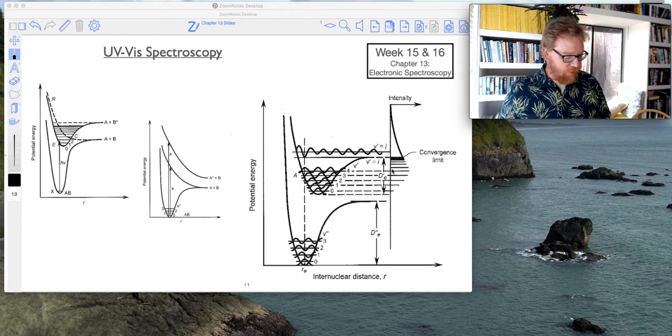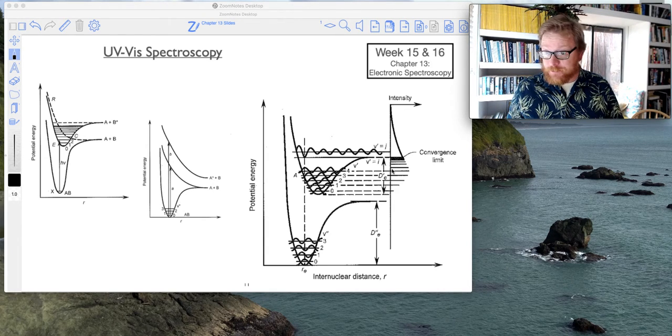Okay, so I'm picking up here, and we're going to talk about other types of UV-Vis spectroscopy.